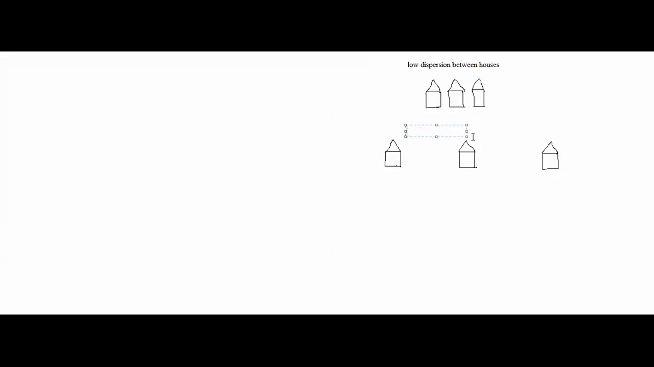So you could say that this is high dispersion between houses. I said that dispersion and spread pretty much mean the same thing, so I could have written low dispersion / spread between houses right here. I could have written high dispersion / spread between houses here.